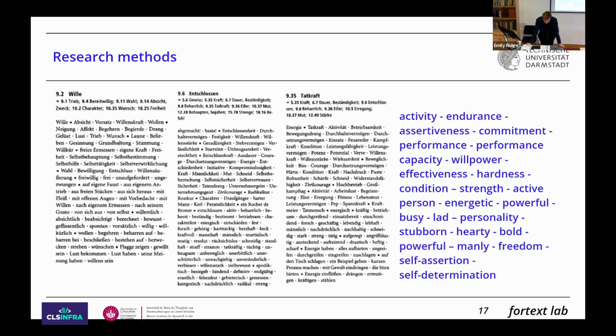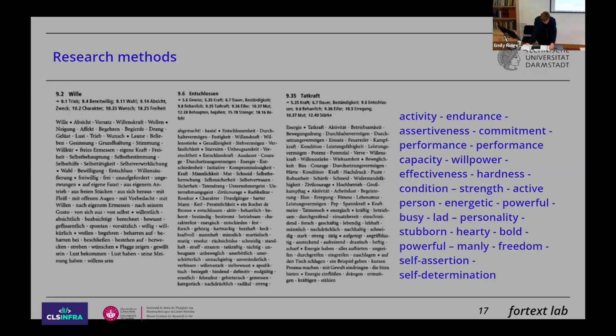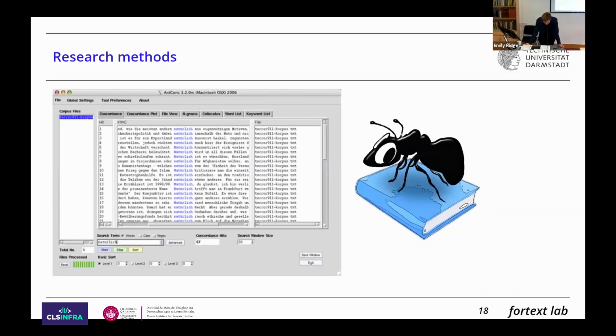And then I made some adjustments, and words from the subject groups in the translation include, for example, activity, endurance, assertiveness, commitment, performance, capacity, willpower, effectiveness, hardness, condition, strength, active person, energetic, powerful, busy, led, and so on. The modified subject group then contained 57 words. I then used the concordance program AntConc to detect the word occurrences from the modified subject word group in two subcorpora.